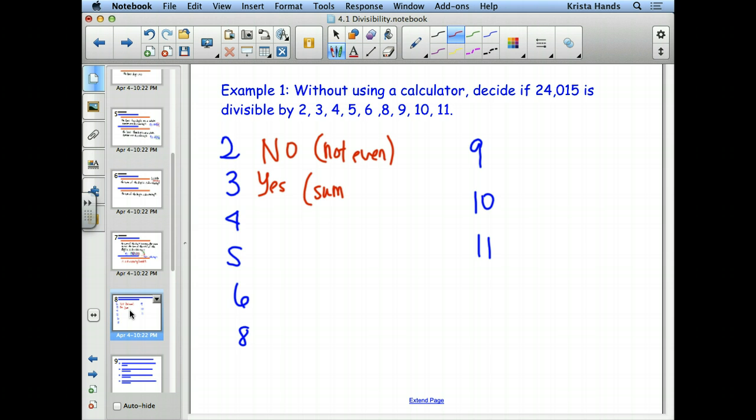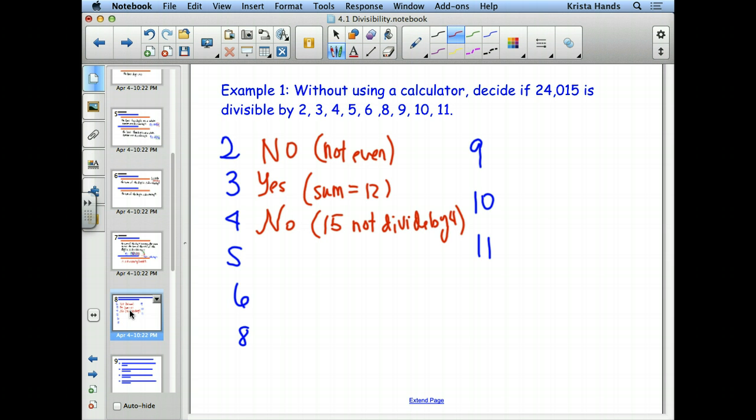The sum was what? 15. The sum was 15, and 15 divides by 3, so the original value is divisible by 3. Is that good? I don't think the sum is 15, though. 12 is what I got. Is it 12? Okay, it still works, it's just the wrong value there. 12, the value 12 divided by 3, so the original value is divisible by 3. How about 4? No, why not? Yeah, 15 does not divide by 4.